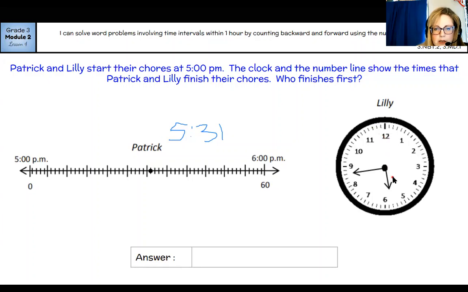Okay, let's take a look at Lily's. So Lily has the hour hand between the 5 and 6, right? So we go back to 5. This is 5 something. So now we're going to figure out where the minute hand falls. So we have 5, 10, 15, 20, 25, 30, 35, 40. This is 40, 41, 42, 43. So Lily ended hers at 5:43. So her clock would say 5:43.